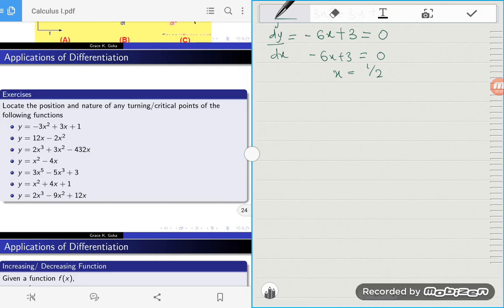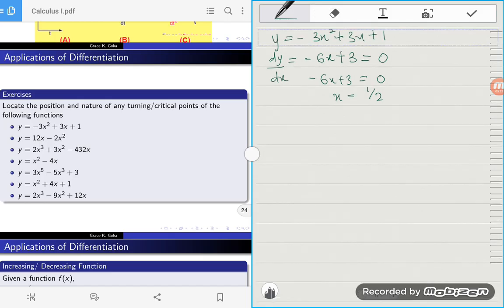So we want to know, if x is equal to a half, then what will be the y coordinate? Because a point consists of two coordinates, that is the x coordinate as well as the y coordinate. So if x is equal to 1 over 2, then what is y? We substitute this value into the expression which is already given, that is minus 3x squared, so wherever we see x, we're going to put a half there, plus 3 into bracket a half plus 1.